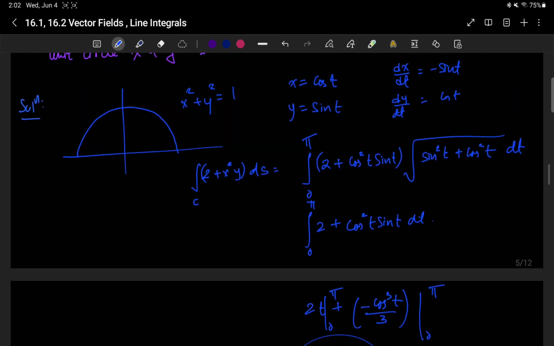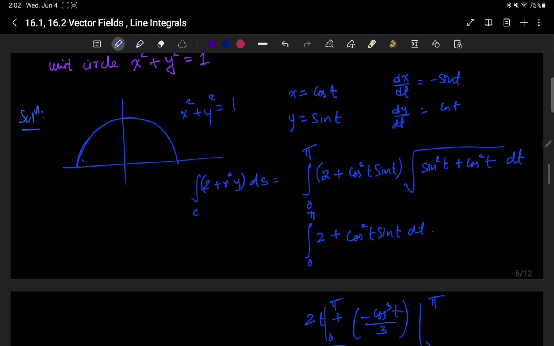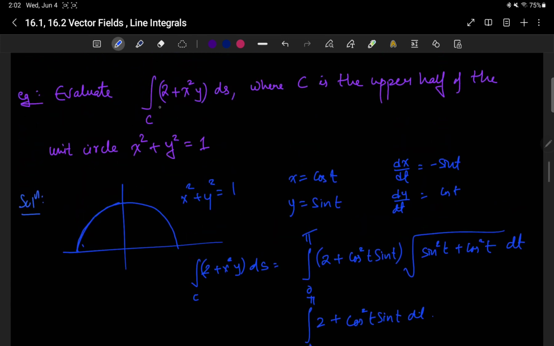So what is really happening is, you can think of moving along this curve and some sort of a density function that is given by 2 plus x squared y. You can think of it as a wire that has some non-uniform thickness or density, and we are adding them together to get the mass. That would be a specific example of a line integral, but that's not what a line integral is. A line integral is simply an integral that is taken over a curve instead of over an interval.